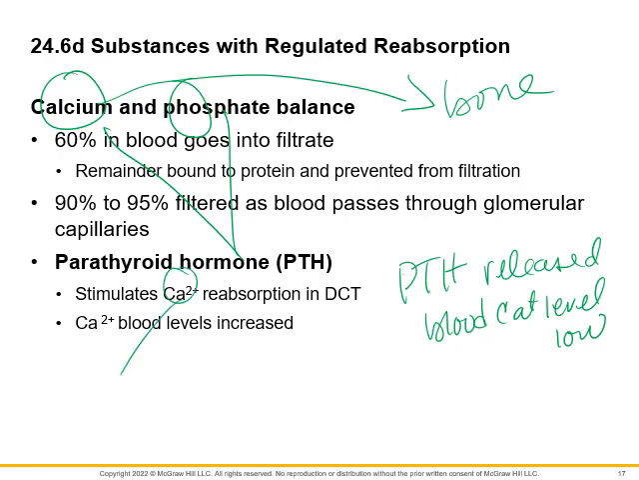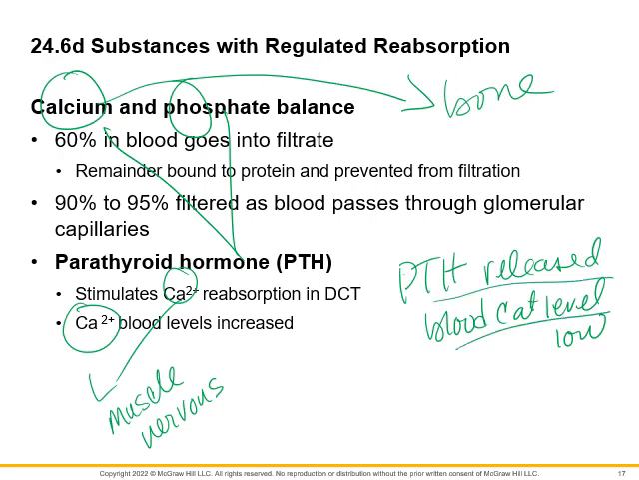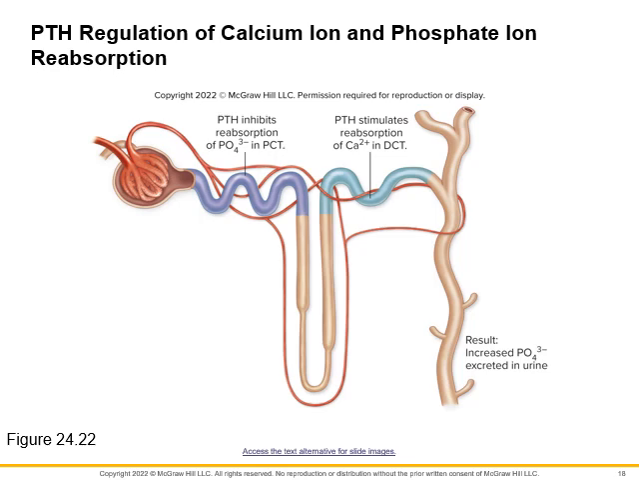Remember, calcium is needed for muscle contraction and nervous cell transmission, so one neuron to talk to another. So we need to have increased blood calcium levels, or enough blood calcium floating in the plasma. So parathyroid hormone is released. If blood calcium levels are low, that's going to stimulate the reabsorption in the distal convoluted tubule. Parathyroid hormone regulates both calcium and phosphates.